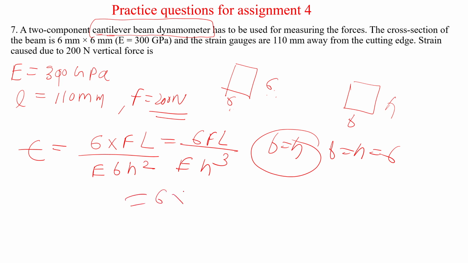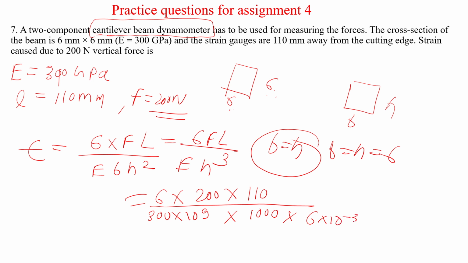6 F is how much? 200 Newton. L is 110 mm, so you will have to divide by 1000 to convert into meter. Into E, which is 300 into 10 to the power 9 because it is in gigapascal. Into H square, H is 6, so 6 into 10 to the power minus 3 cube. I am converting everything into meter. Just solve it now. You just need to take care while converting units. Rest is very easy.